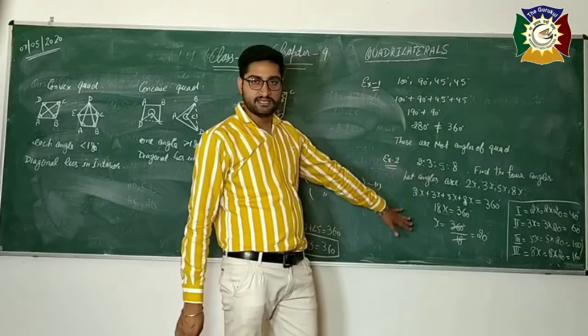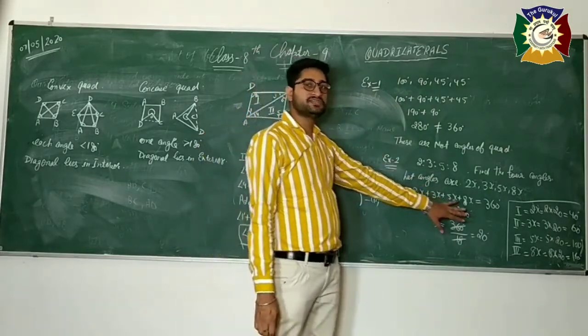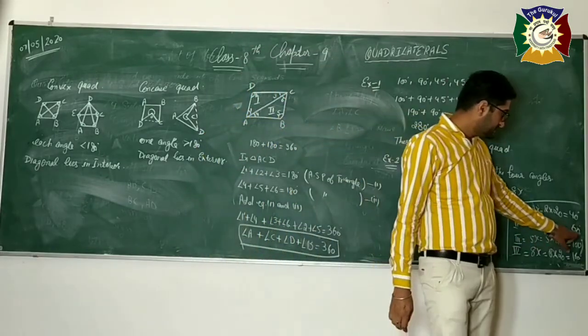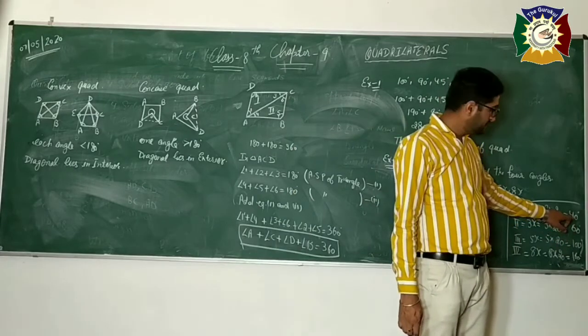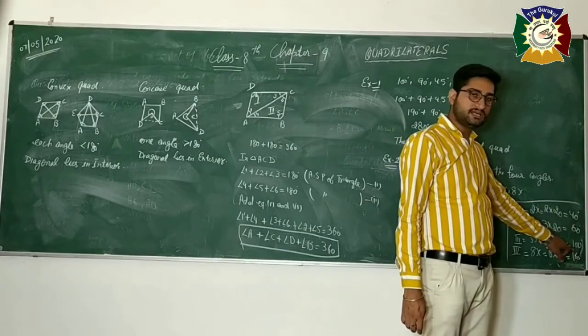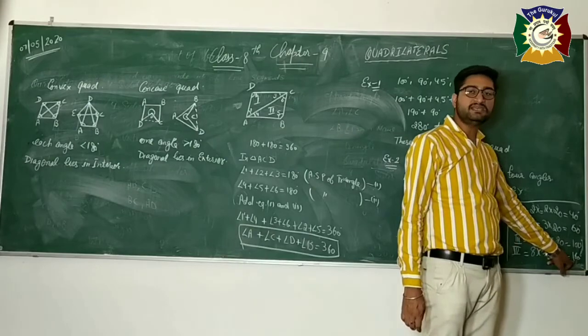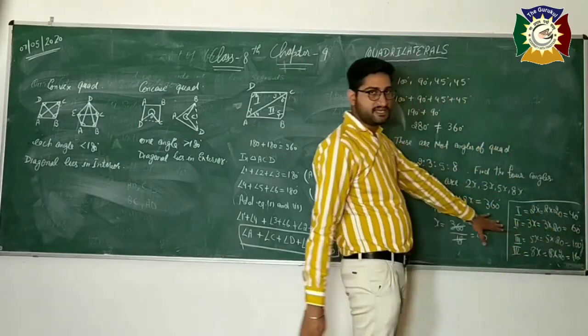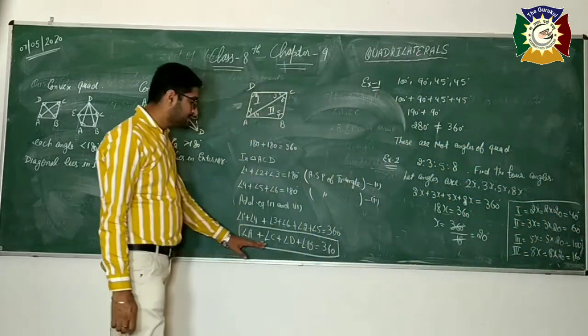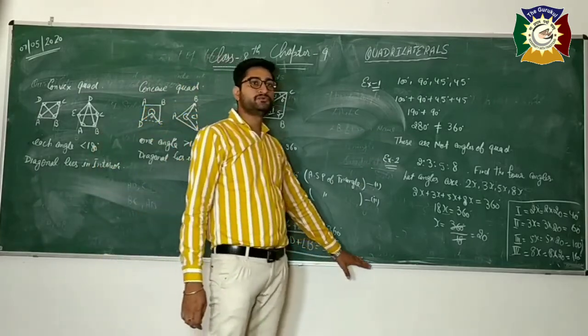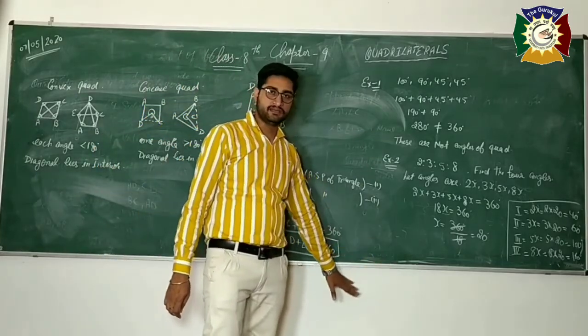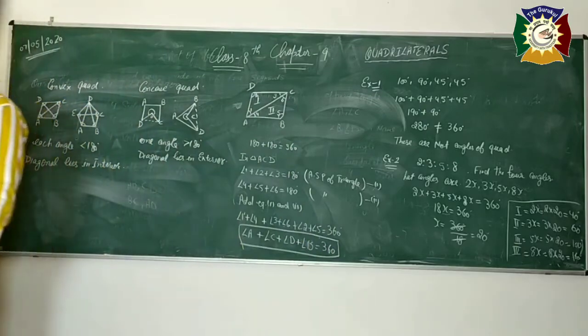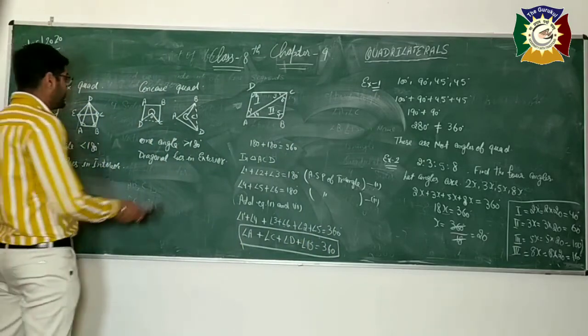Now we can check whether the sum of these four angles is equal to 360 or not. See, 60 plus 40, 100, 100 plus 100, 200, and 200 plus 160, that will be 360. And we know that the sum of all the four angles is equal to 360 degree. Is it clear to everyone? Now, third example.